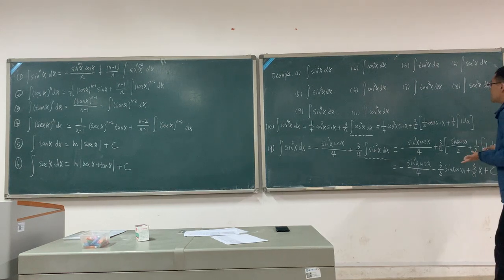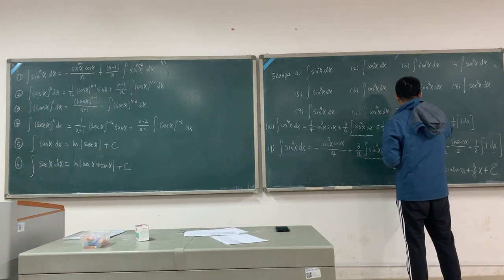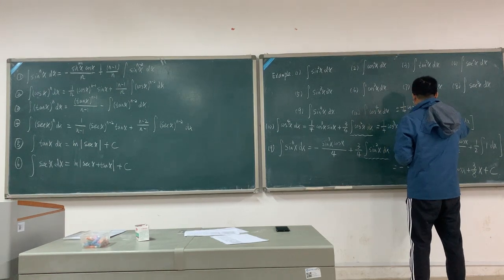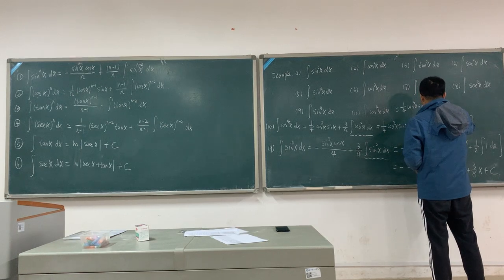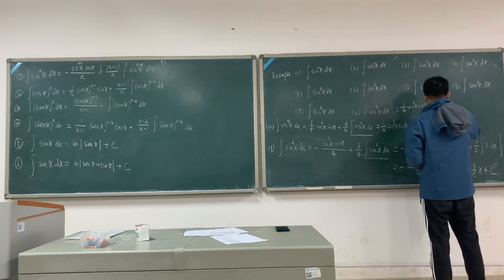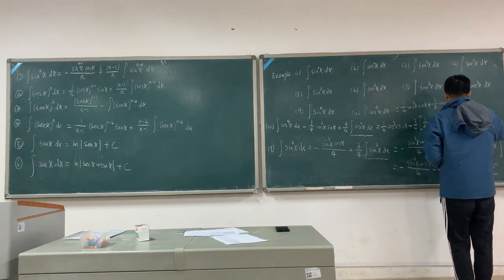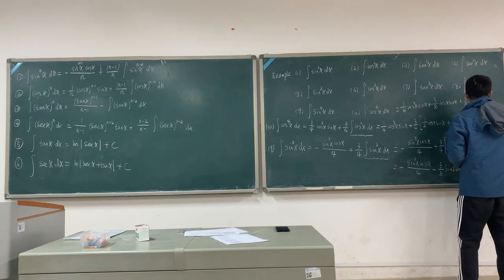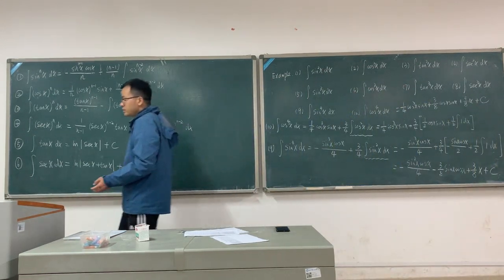So the result should be 1/4 cosine cubed x sin x plus 3/8 cosine x sin x plus 3/8 x plus a constant C. This is the result.